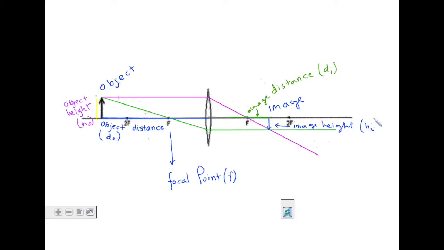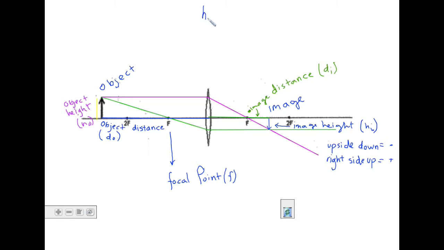Now, if your image is upside down, it's going to be negative. Or right side up, it's going to be positive. And this is important for when you put this in your formulas. You need to have your HI negative if it's upside down like this. Otherwise, it's not going to work. Your math is going to come out weird. Okay? Sometimes we'll ask you to measure this with a ruler, and sometimes we'll actually ask you to calculate.